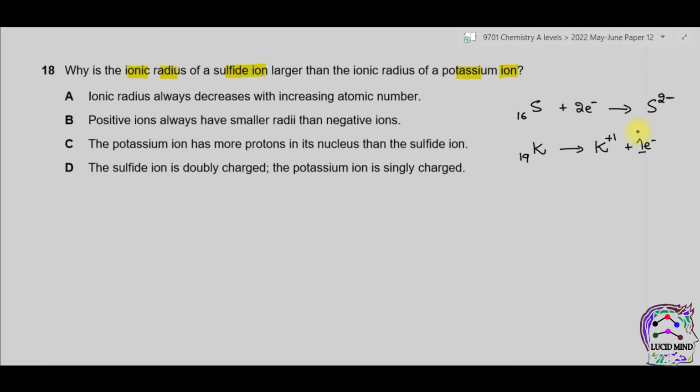Now it says sulfide ion is larger than potassium. So what's the reason? Let's see. Part A, ionic radius always decreases with increasing atomic number. Now we know along the period, the atomic number increases and atomic size decreases. This is because the number of shells remains constant. But down the group, atomic number increases and size also increases. So this is only true for period.